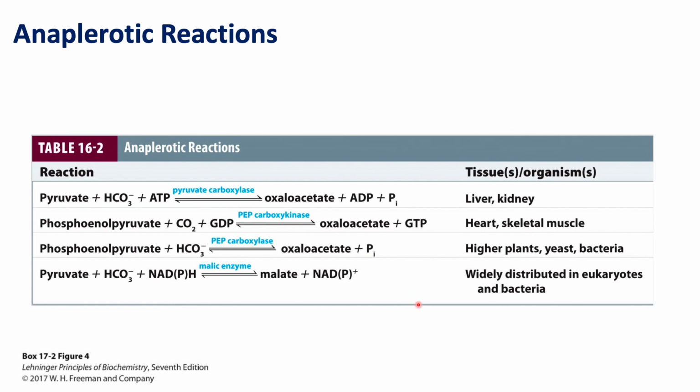And these are the 4 common anaplerotic reactions. So if we have oxaloacetate, it can be converted into pyruvate, or it can be converted into phosphoenolpyruvate, or there's this reaction, or if we have malate, it can be converted into pyruvate.